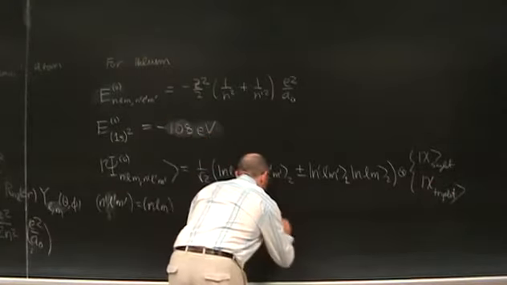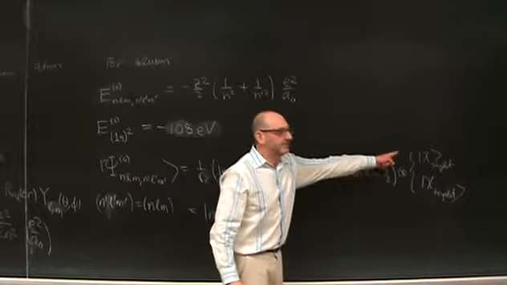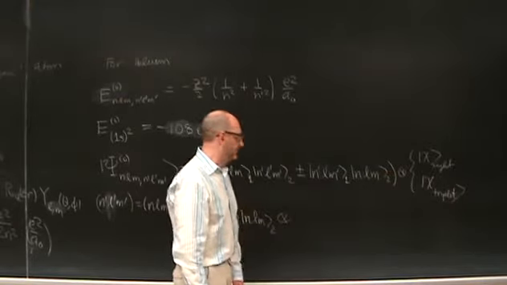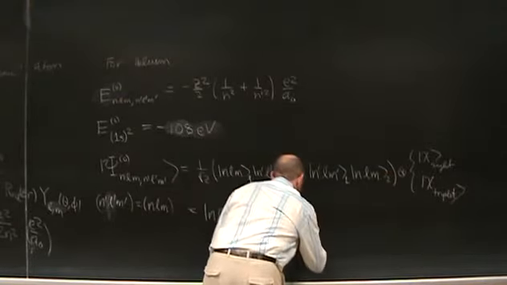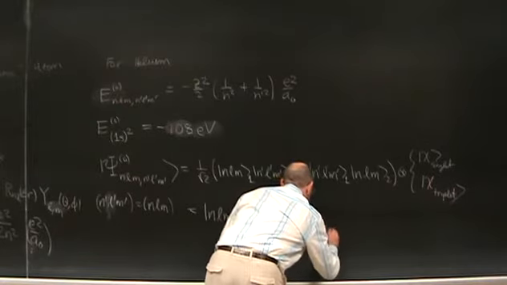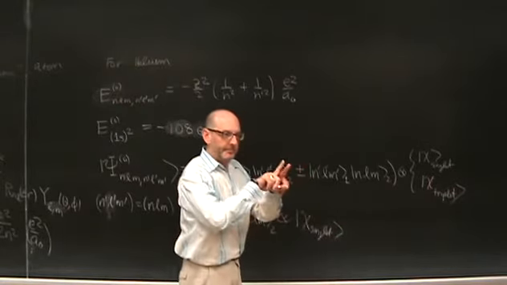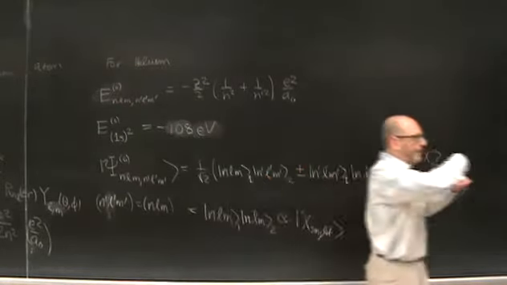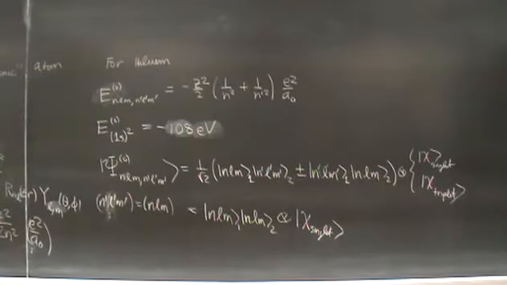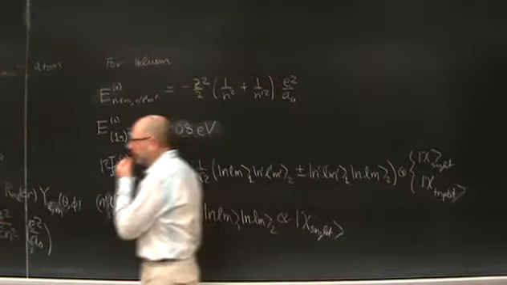But I can only have what? Singlet or triplet? I can only have a singlet. It must be in the singlet. They can't be in the same spin state. They have to be opposite and anti-symmetric. Okay? All right.